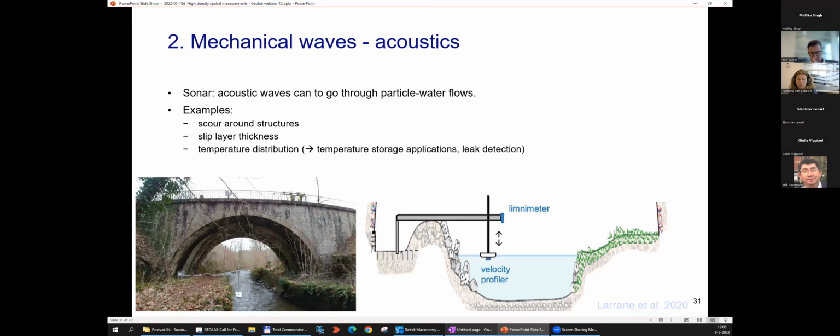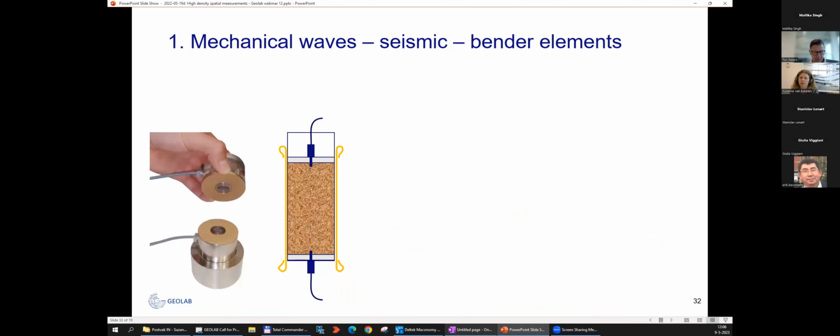With acoustic signals, we can also measure a temperature distribution, which has been used, for example, for storage applications and leak detection. We have done quite some experiments with this in Deltares. And then we continue with mechanical waves, and then the seismic waves, and then the Bender elements. Julia has shown this already.